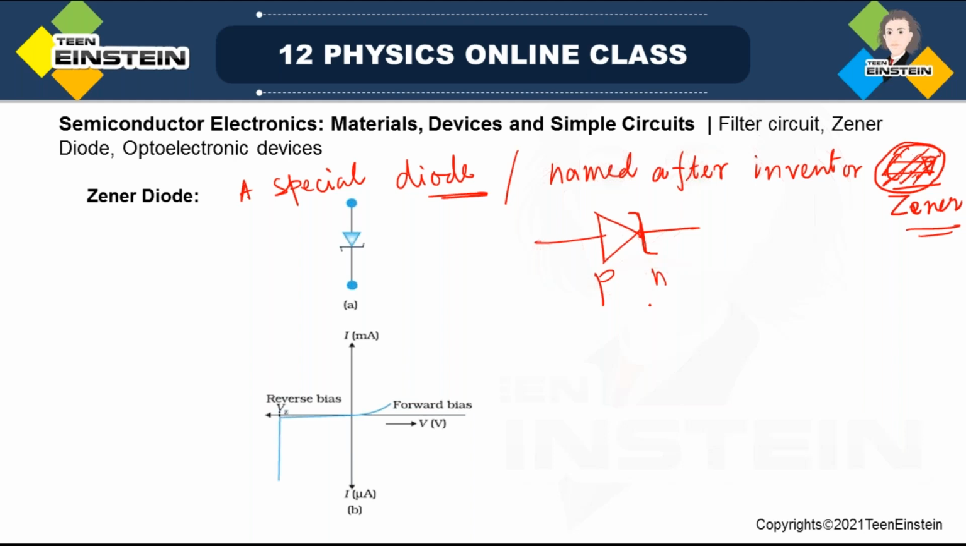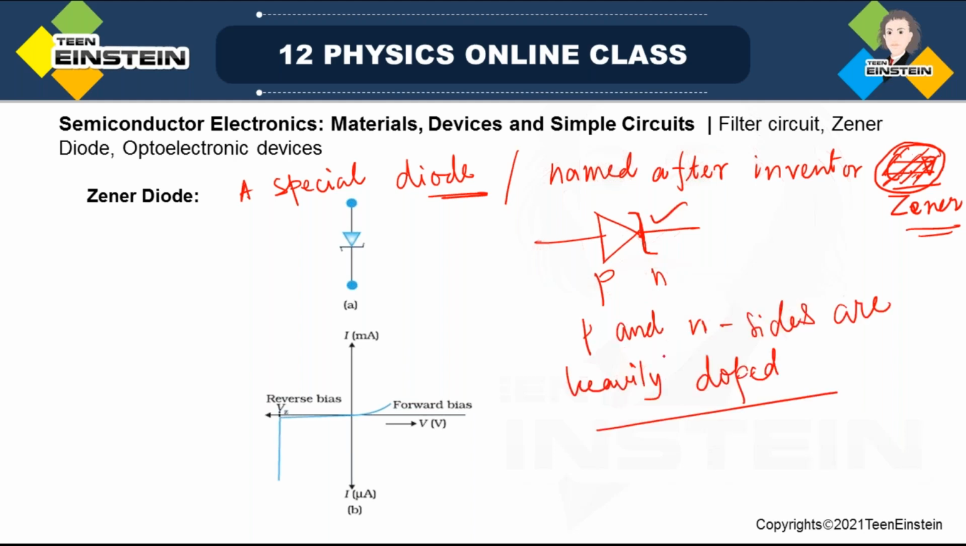Charge carriers, both holes and electrons, heavily doped. So this is a specially made diode, a special purpose diode. It has this circuit symbol, and both the P and N sides are heavily doped in this case. So this is what a Zener diode is.